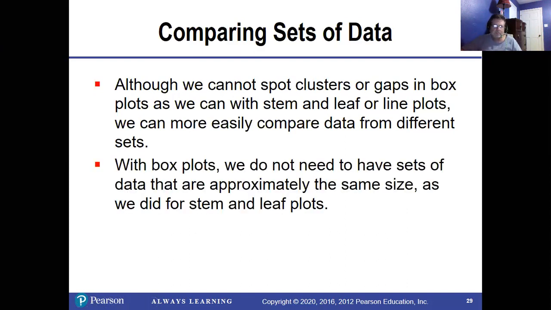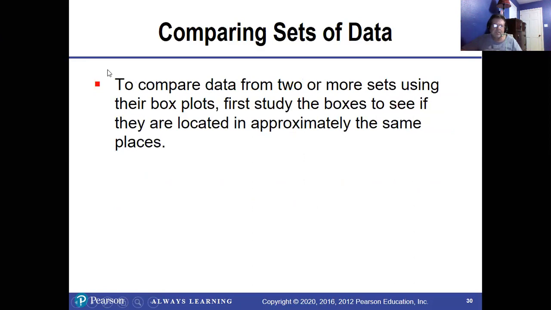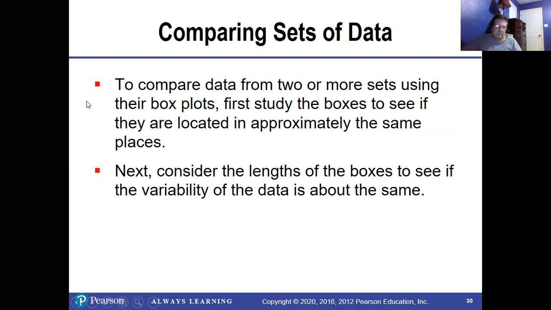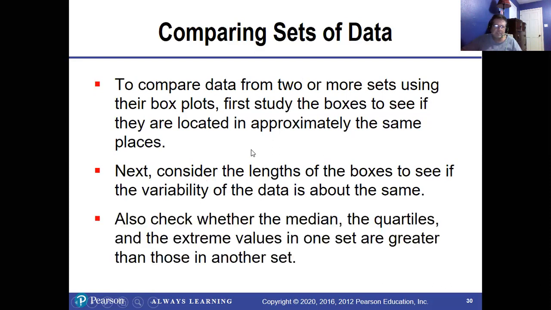With box plots, we do not need to have sets of data that are approximately the same size, as we did with stem and leaf plots. To compare data from 2 or more sets using box plots, you have to study the boxes to see if they are located in approximately the same places. Otherwise, it's really not going to give you much information. Consider the lengths of the boxes to see if the variability of the data is about the same.